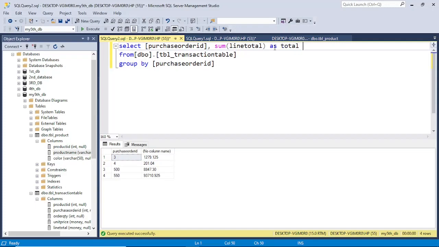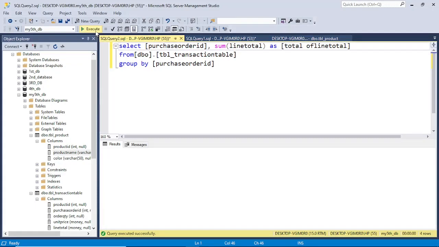Sum of line total, of line total, okay, plus the square bracket, yeah. So let's execute again. So you can see what we have right now.